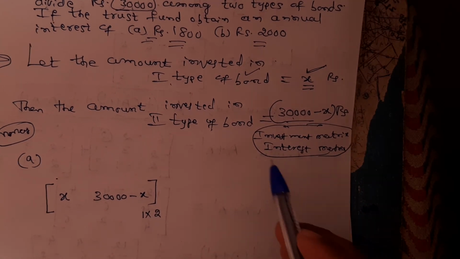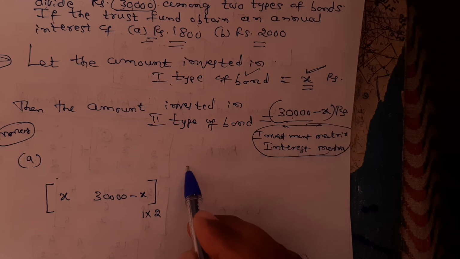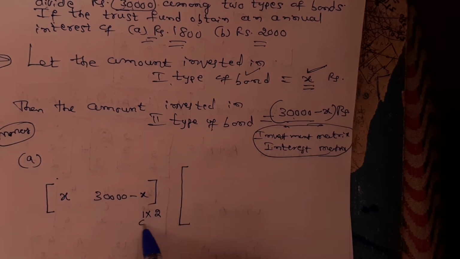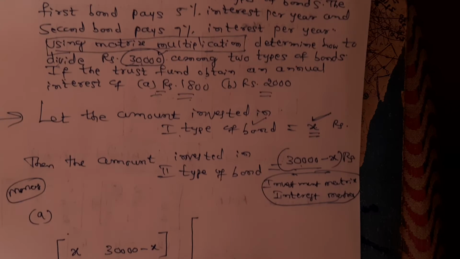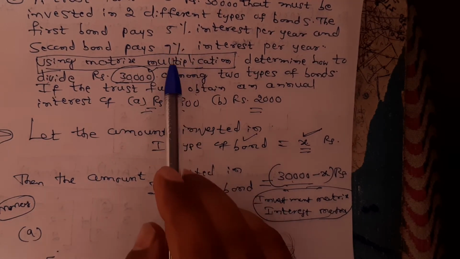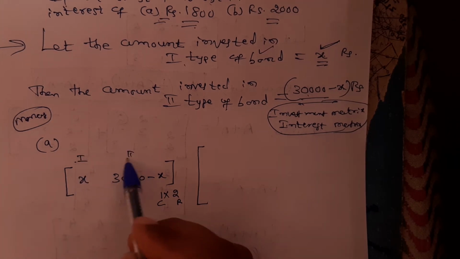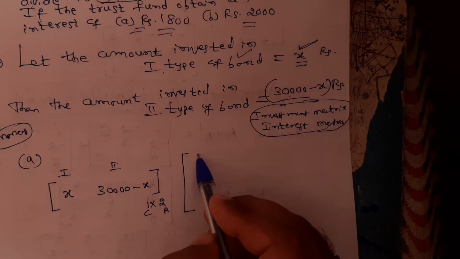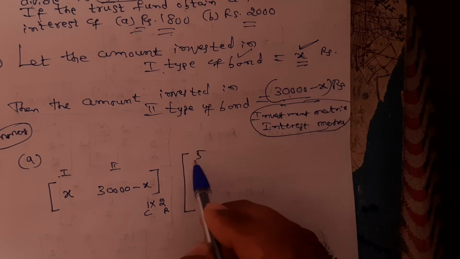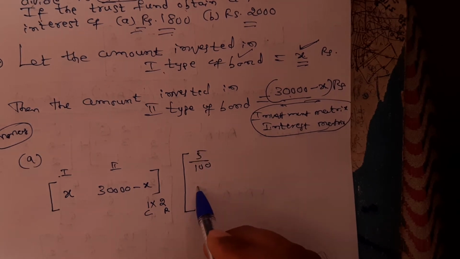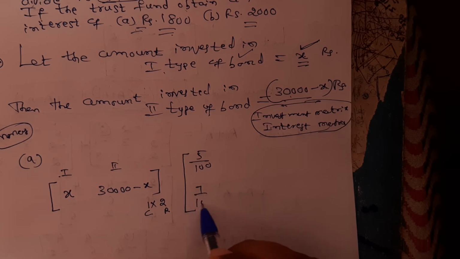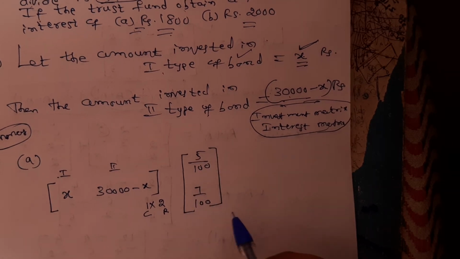Then another matrix is, as I said, interest. So interest means obviously here the CR rule. That means two rows must be present here. I will write it as a column matrix. So what is the interest here? First bond pays 5% and second bond pays 7% interest. So this is the first type of bond, this is the second type of bond. The first type pays an interest of 5%, so I write 5 by 100. Then the second bond pays 7%, so I write 7 by 100 here. So this is two rows and one column.